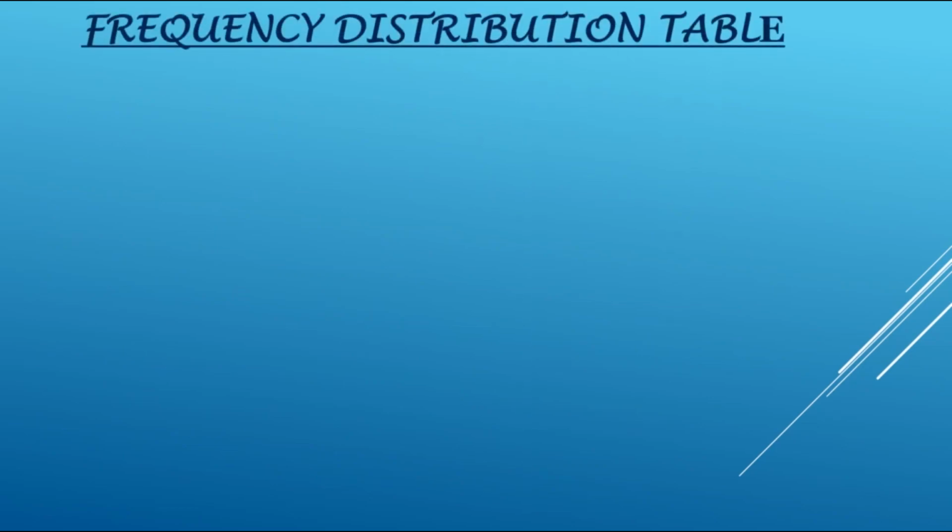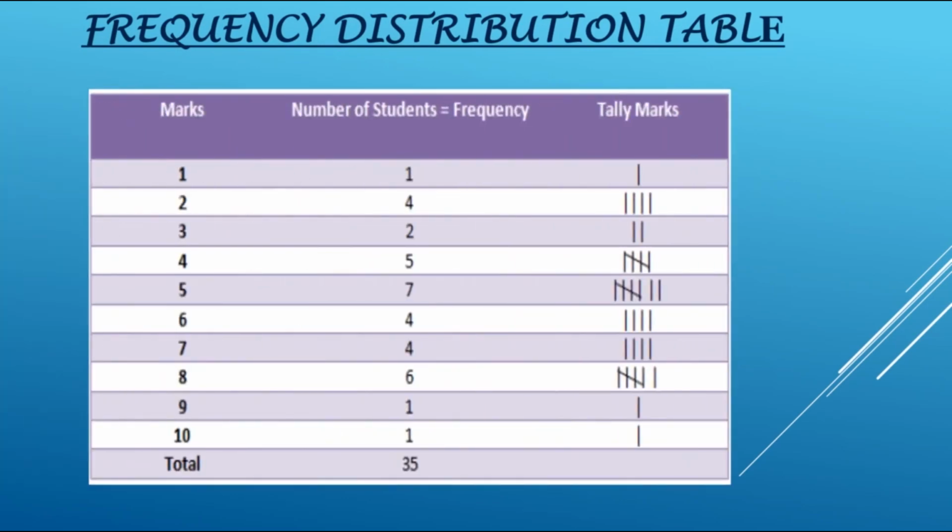Frequency distribution table. So what is a frequency distribution table? Here I will show you a table. In the first column, you can see this column is of marks. Here you can see the marks are written under this column: 1, 2, 3, 4, 5, 6, 7, 8, 9, 10. So that means the maximum marks are 10.